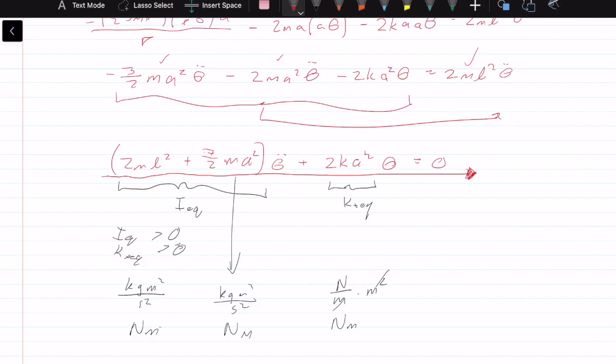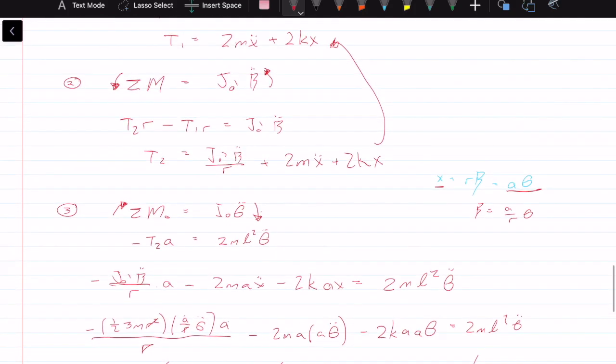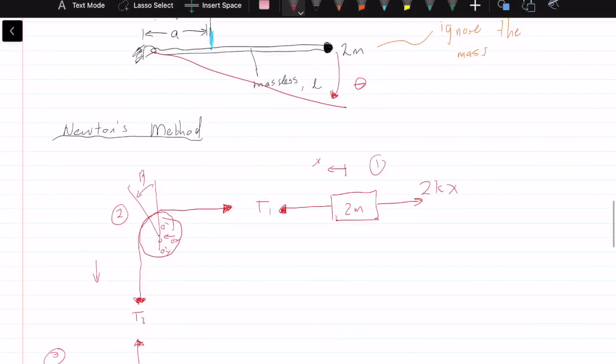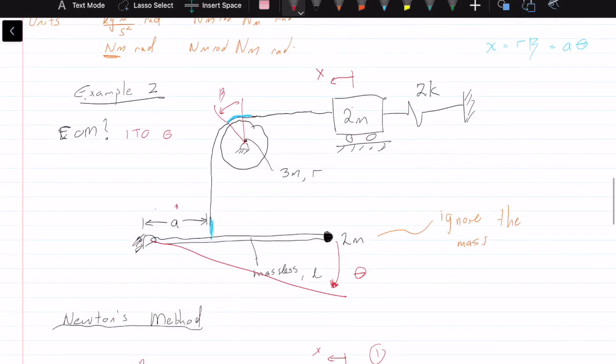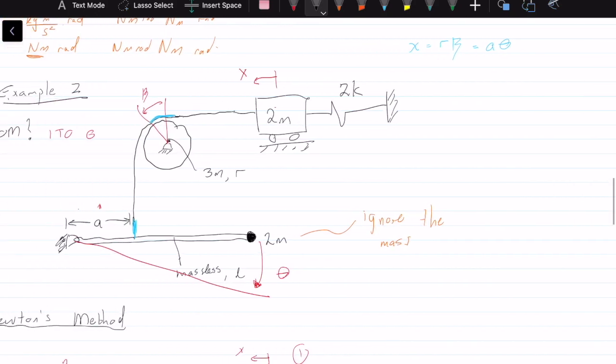Okay, so as you can see, not so bad, or not so difficult. So that was Newton's method. Compared to the conservation of energy method, the method might be a bit longer, so let us try and do this with conservation of energy as well.